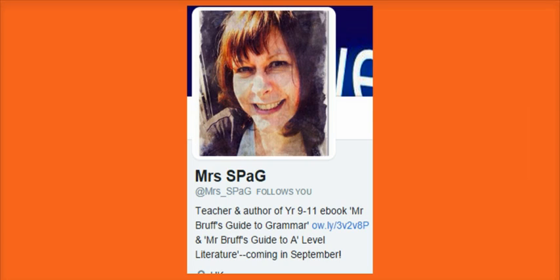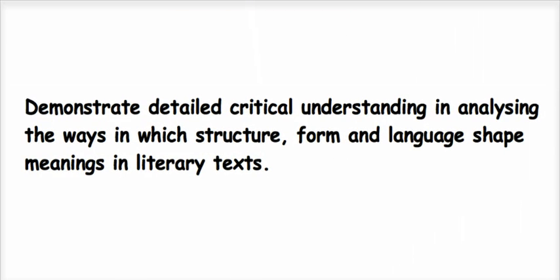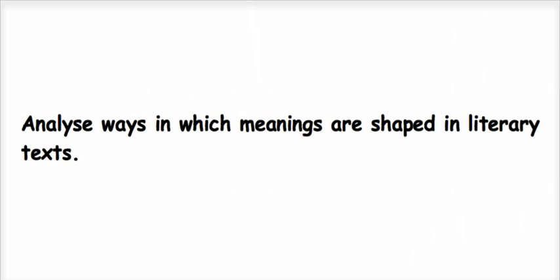Bruff's Guide to Grammar. Now we're moving on from Assessment Objective 1 into Assessment Objective 2. On the legacy specification, Assessment Objective 2 requires you to demonstrate detailed critical understanding in analysing the ways in which structure, form and language shape meanings in literary texts. But if you're being taught from September 2015, Year 12 onwards, the wording has been altered to encourage you to consider more ways that meanings are shaped, and it's now analyse ways in which meanings are shaped in literary texts.